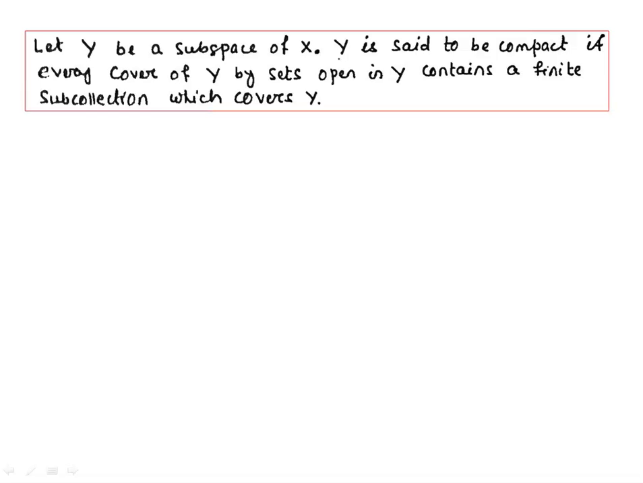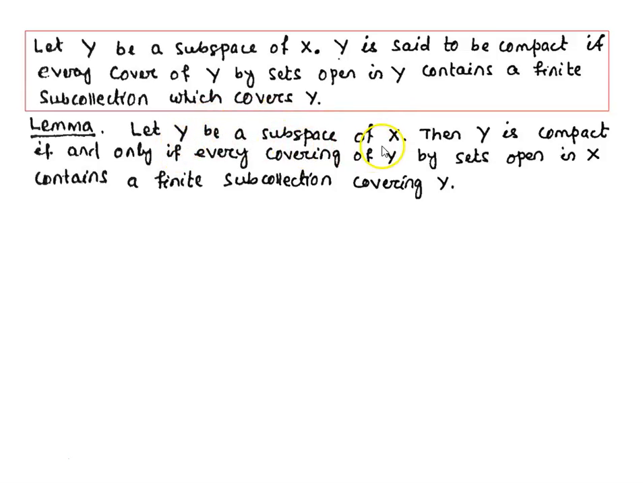Here we have a definition for subspace topology. Let Y be a subspace of X. Y is said to be compact if every open cover of Y by sets open in Y contains a finite subcollection which covers Y. That means the subspace Y is compact if every open cover of Y by sets open in Y, not in X, contains a finite subcollection which covers Y. Now we'll see a result which says that, let Y be a subspace of X, then Y is compact if and only if every covering of Y by sets open in X contains a finite subcollection covering Y.